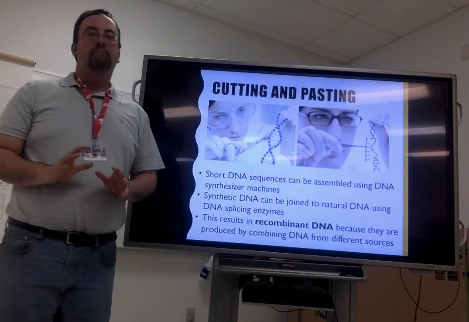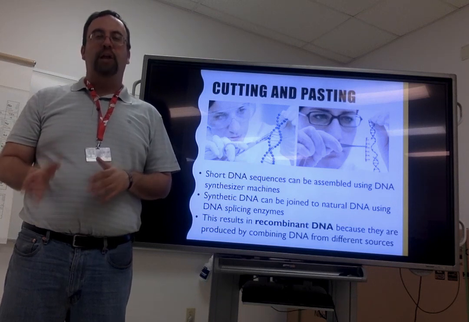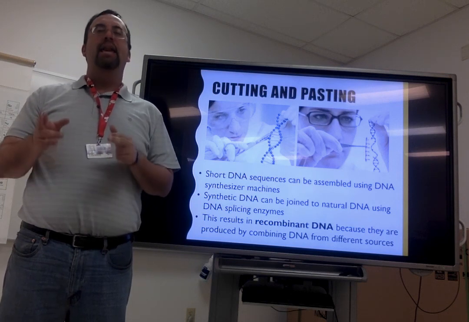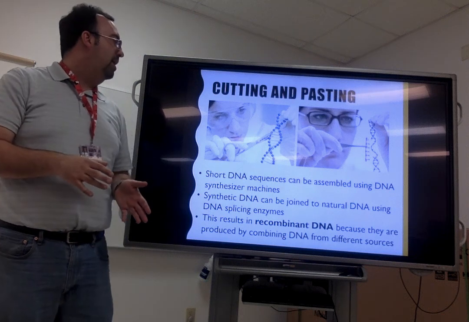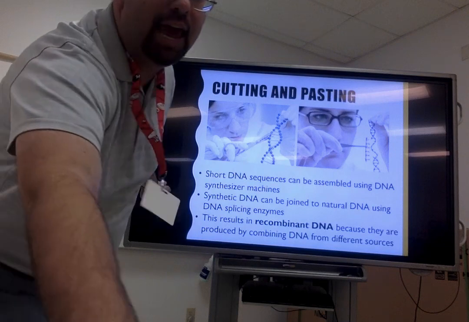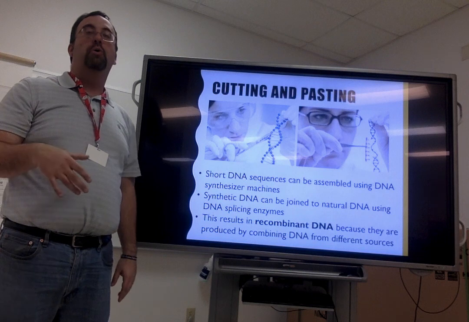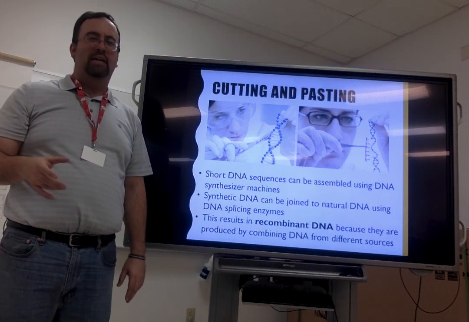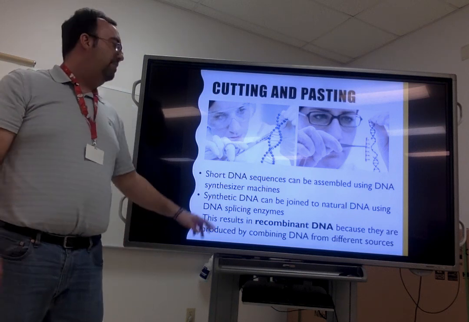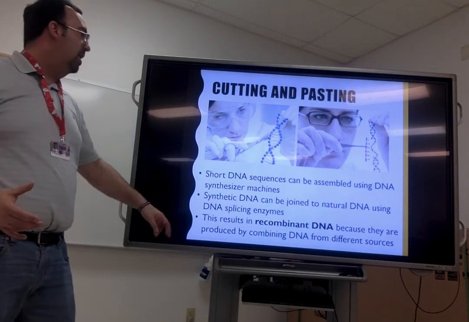All right. I mentioned before that one of the earlier steps in genetic engineering is to be able to cut out a region of interest of DNA and then paste that into another organism. And so we can see that short DNA sequences can be assembled using a DNA synthesizer machine. Before, it was done by hand by a molecular biologist, and it was very labor intensive. They have since developed machines that will do this automatically so you don't have to worry about it.